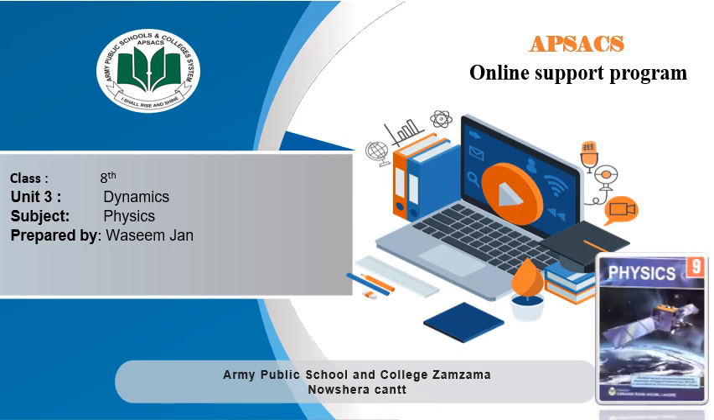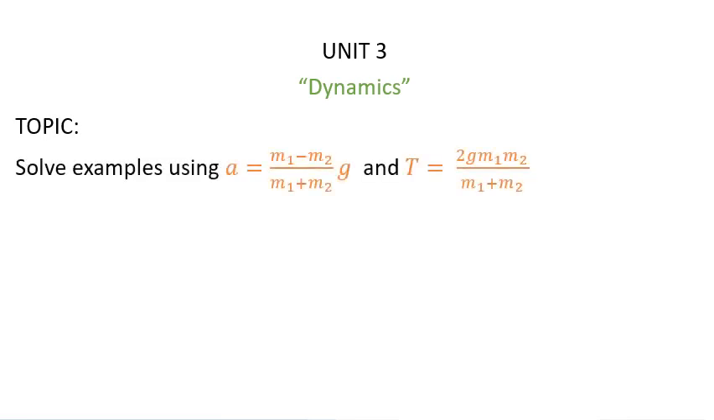So moving forward, we are in unit 3 which is dynamics, and in this video we will try to solve examples using acceleration is equal to m1 minus m2 divided by m1 plus m2 multiplied by g, and tension is equal to 2g m1 m2 divided by m1 plus m2. Actually these are the formulas which are already derived in the previous lecture. So in this lecture we will try to solve some examples.